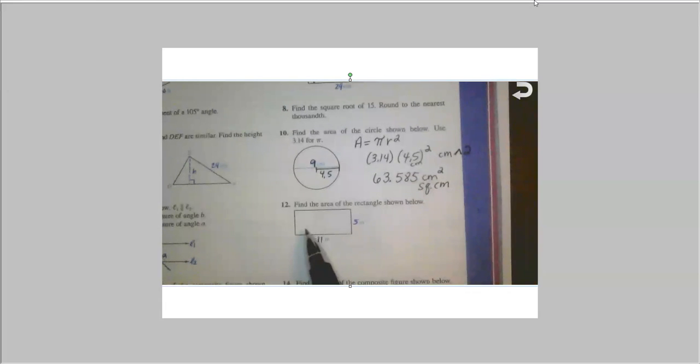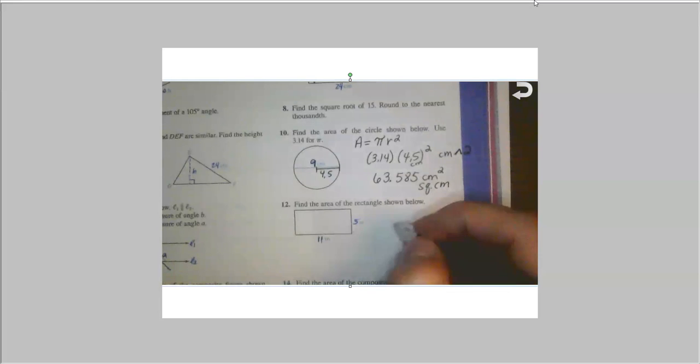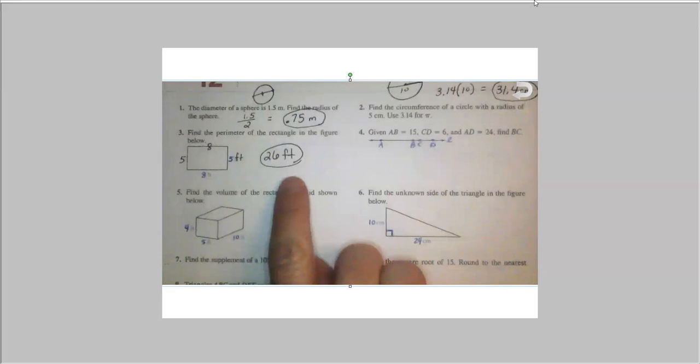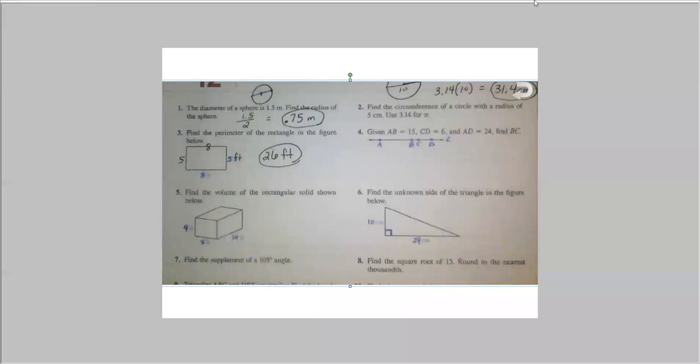So here's another one, the area of a rectangle. I want to know what is the space on the inside. The area of a rectangle is length times width, or base times height. We can use either of those for a rectangle. So I'm going to multiply 5 times 11. 5 meters times 11 meters would be 55 square meters. So watch that label again. Area is always square units, whereas circumference and perimeter are just single units of measure.